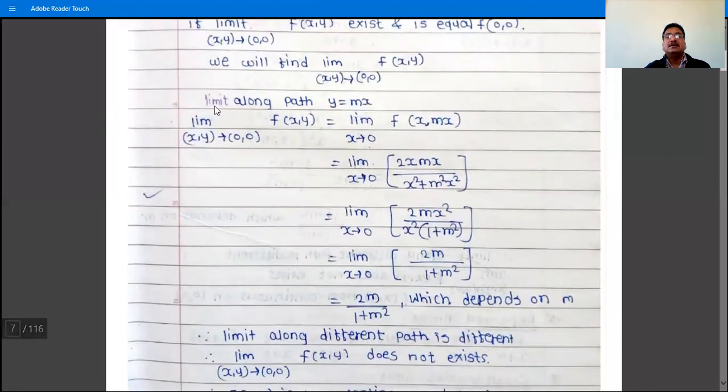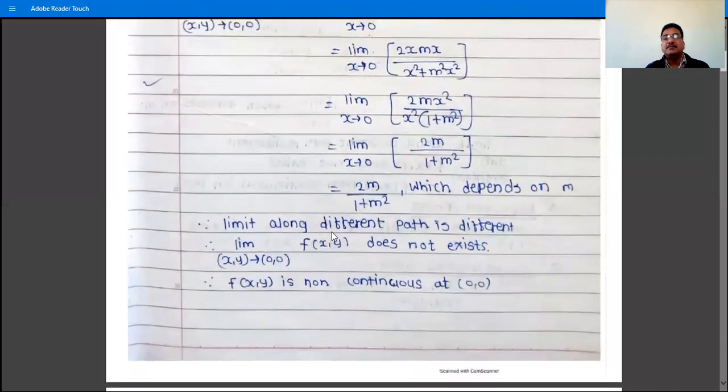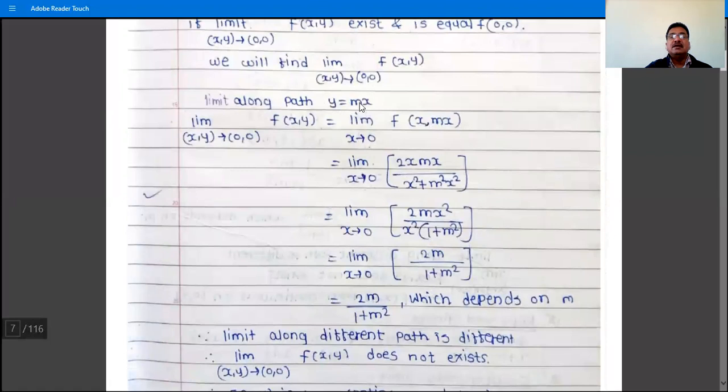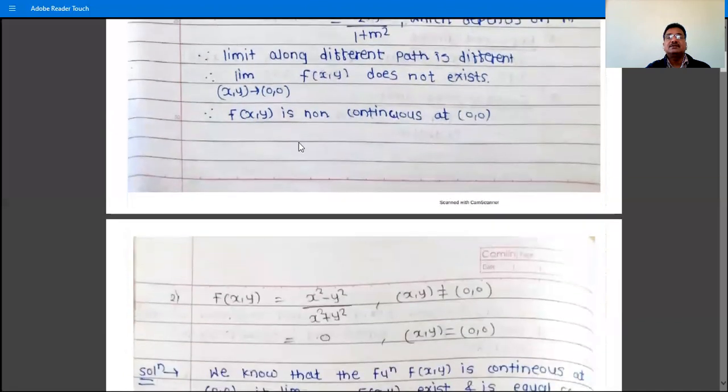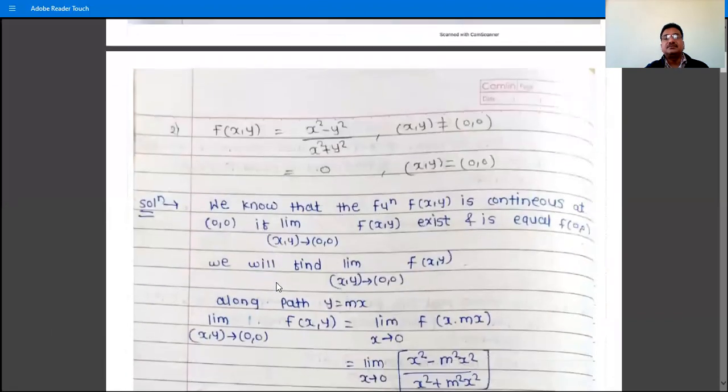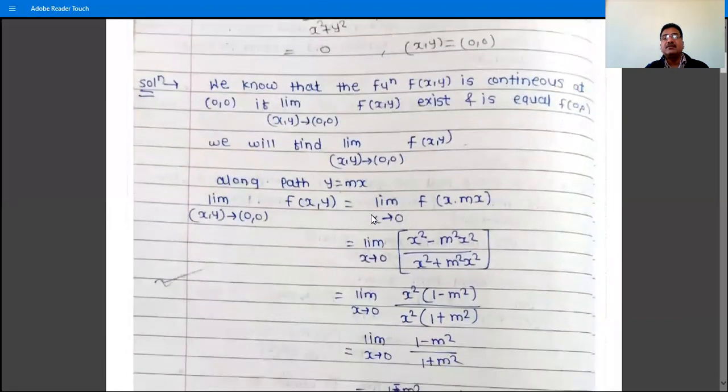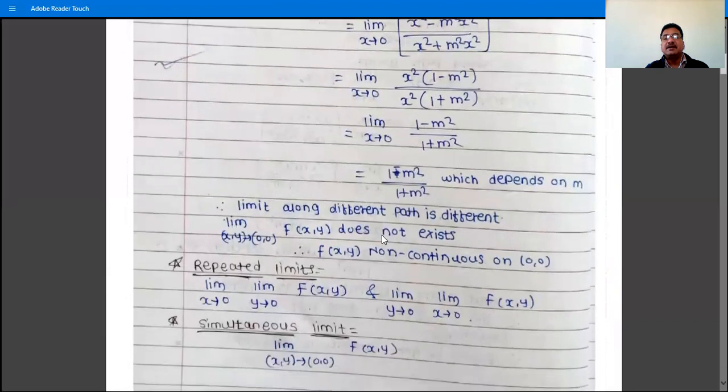Limit does not exist. Take path y equals mx. We will find the limit along path y equals mx. This limit depends on m, and therefore the limit along different paths is different. That is, if we change m, then we have a different answer. If this answer is constant or does not depend on m, then we cannot say that the limit along different paths is different. So the limit of f(x,y) as (x,y) tends to (0,0) does not exist, and therefore f(x,y) is discontinuous at (0,0). Similar example: take y equals mx, and then the limit depends on m.